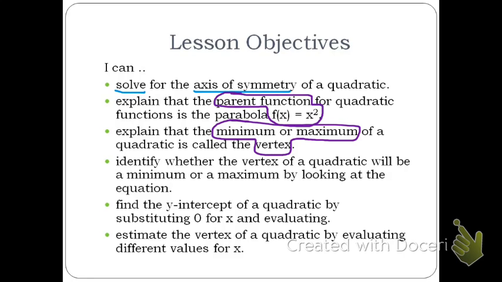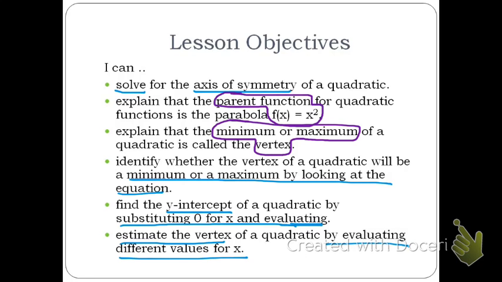Be able to identify whether the vertex is a maximum or a minimum just by looking at the equation. Find the y-intercept by substituting 0 for x and then evaluating it. And finally, estimating the vertex by evaluating different values for x. So several objectives.